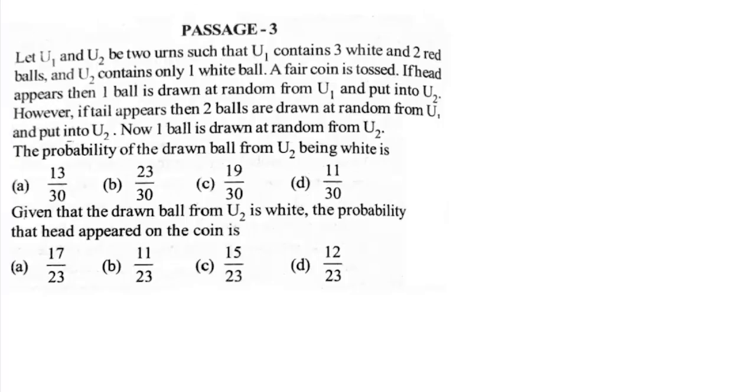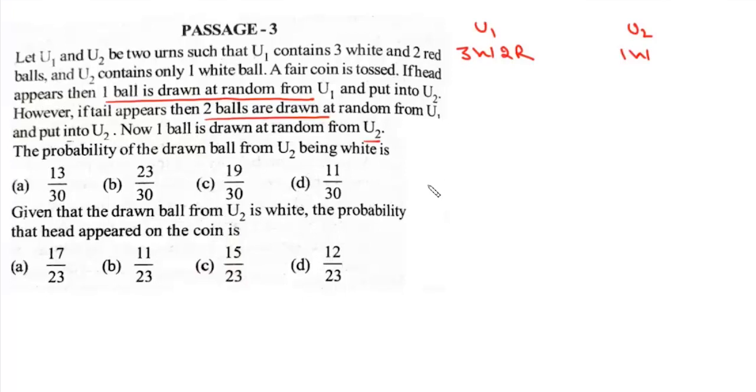Now here the question is, let U1 and U2 be two urns such that U1 contains 3 white and 2 red balls and U2 contains only 1 white ball. Now a fair coin is tossed. If head appears, then 1 ball is drawn at random from urn 1 and put into urn 2. And if tail appears, then 2 balls are drawn at random from U1 and put into U2. Now 1 ball is drawn at random from U2. The probability of the drawn ball from U2 being white is.